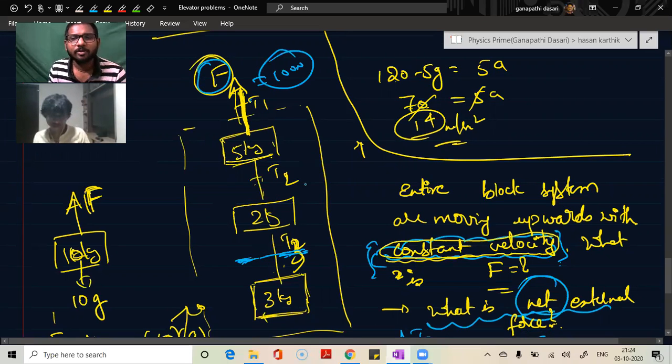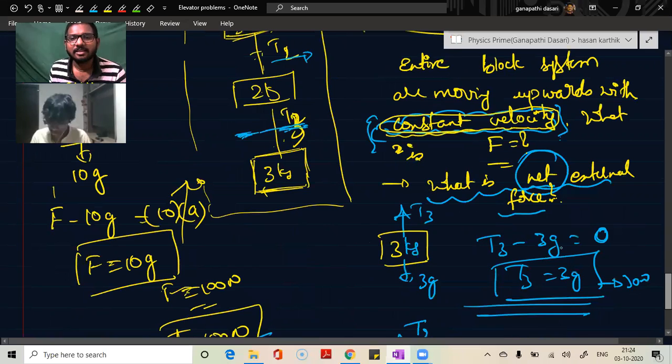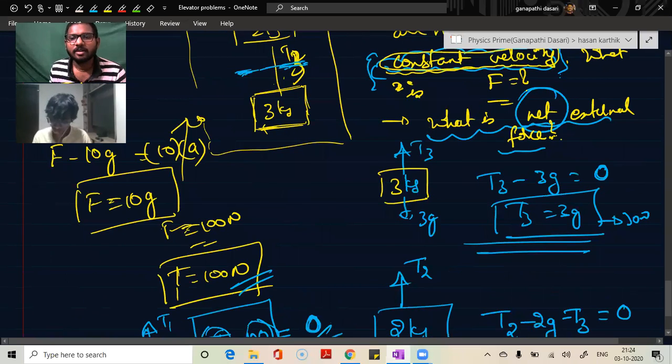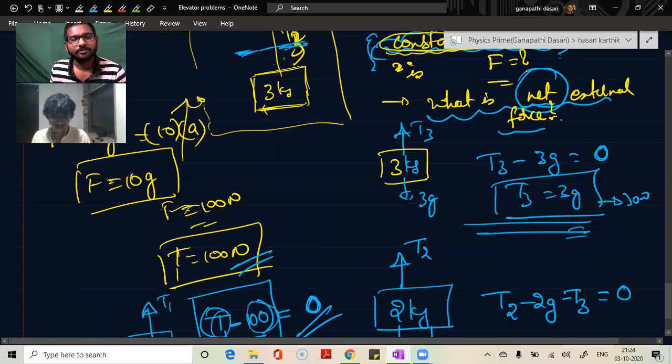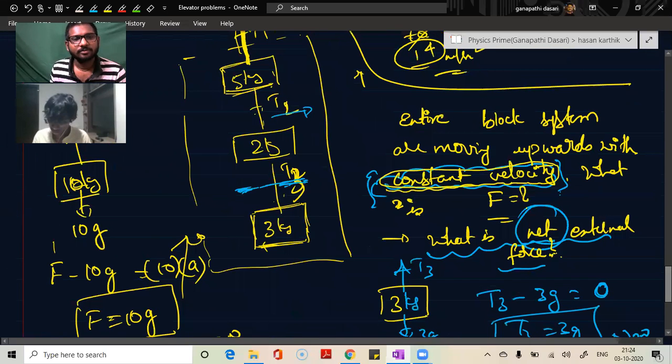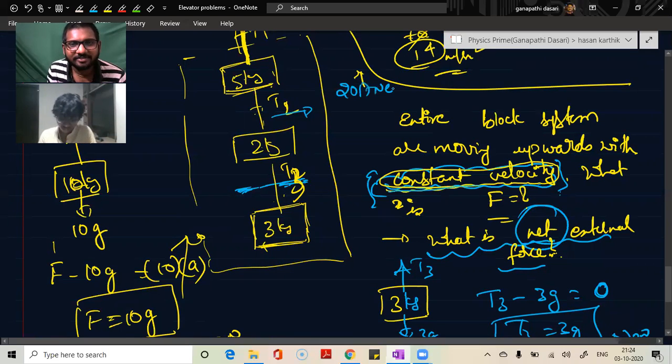What is T2? T2 is 5G, 50 Newtons. What is T3? 30 Newtons. What is the net external force, or net force, acting on the entire system? Net force is nothing but 0. T is upwards, 100 is downwards, so that is equal to 0. This question was asked in 2017 NEET. Constant velocity is the point to be noted.